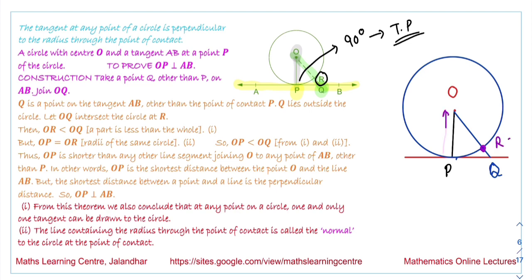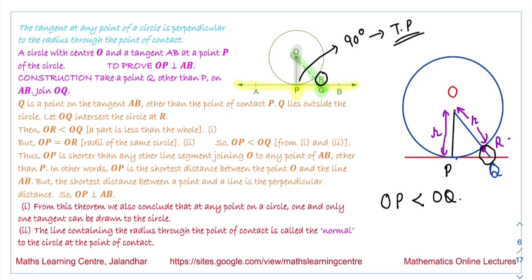Now what we have is this length, it is the radius of the circle. This length is also the radius of this circle. Both these lengths are equal. So we have some portion over here, this RQ portion. So what we get is that OP is less than OQ.